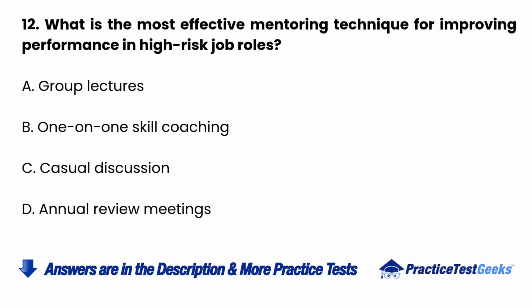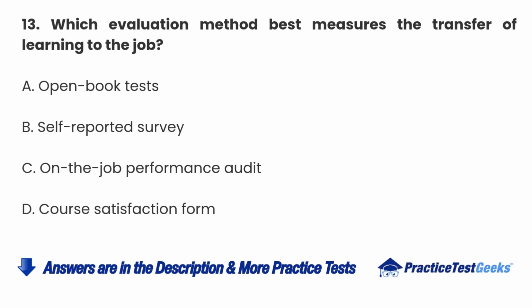12. What is the most effective mentoring technique for improving performance in high-risk job roles? A. Group lectures. B. One-on-one skill coaching. C. Casual discussion. D. Annual review meetings.